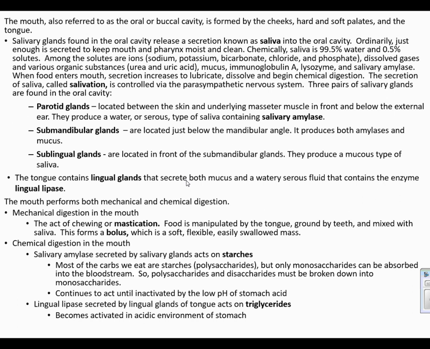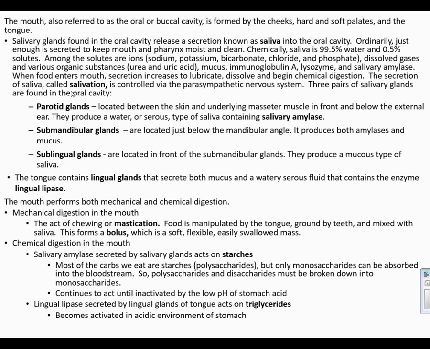Secretion of saliva is called salivation, controlled via the parasympathetic nervous system. Three pairs of salivary glands are found. Really, it should not say in the oral cavity, but dump into the oral cavity, because they're located kind of outside of it, but they have ducts that connect to it.